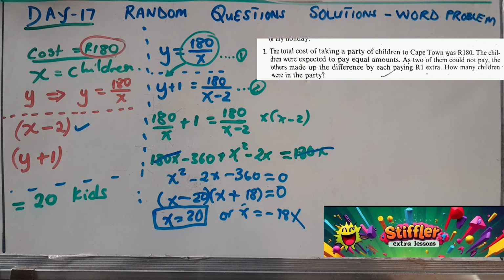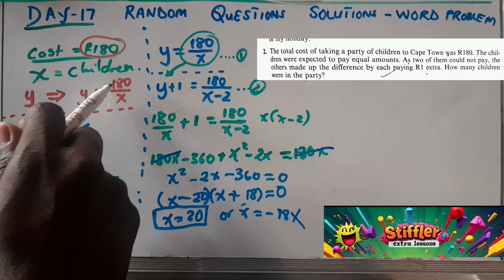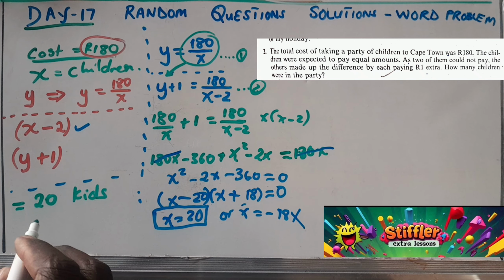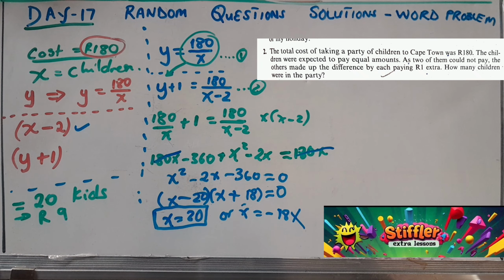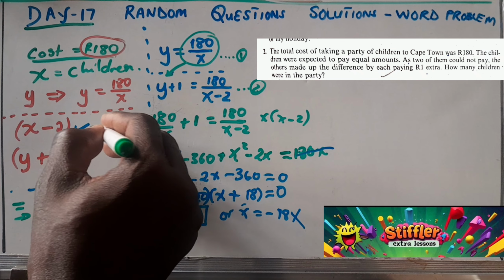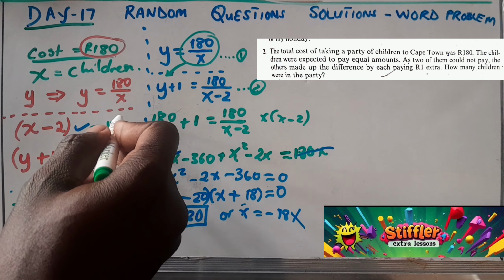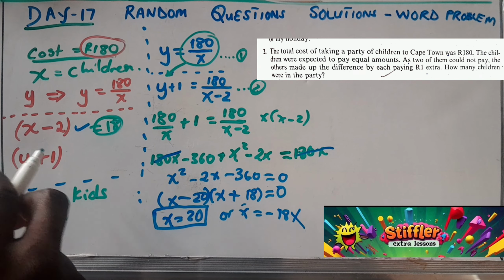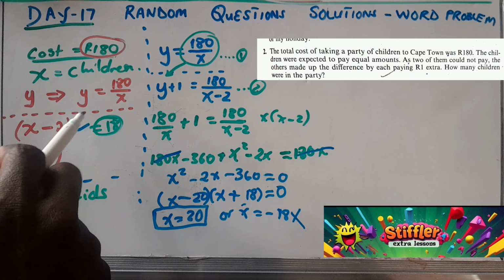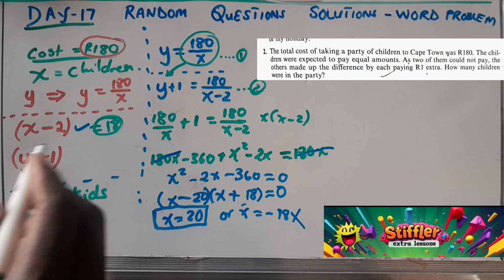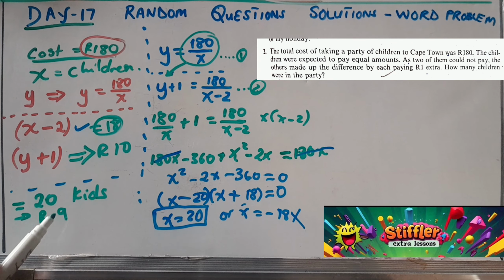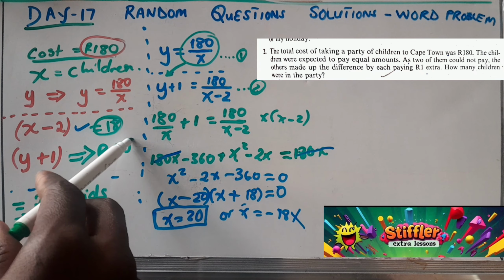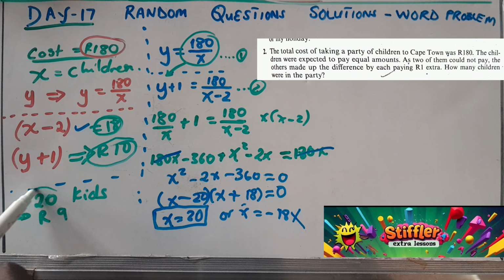And to see how much each was supposed to pay, it would be 180 divided by 20, which just gives us 9. So each child was supposed to pay 9 rand. But when 2 could not pay, only 18 paid, right? So how much did each pay to make up for that? 180 divided by 18 gives us 10 rand. So when the other 2 kids could not pay, each kid paid 10 rand. And 20 kids went to the party altogether, right?